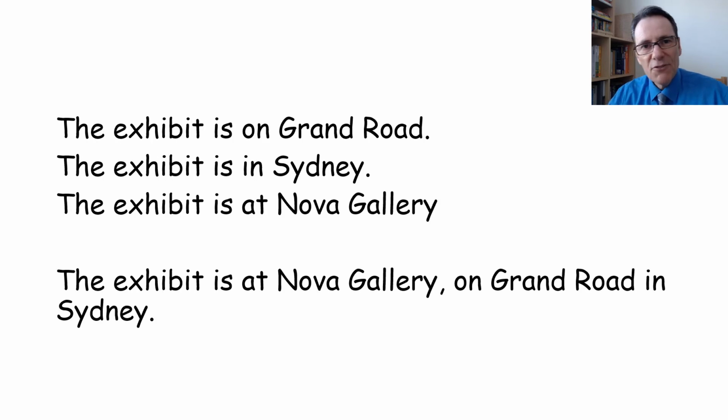So let's have a look at what prepositions and places we could put together for this sentence, answering the question about the exhibit. Well, we can say the exhibit is on Grand Road, right? That's the name of the road, Grand Road. The exhibition is in Sydney, right? This is a city, so Sydney, in Sydney. The exhibition is at Nova Gallery, right? Nova Gallery, that's the name of the gallery.